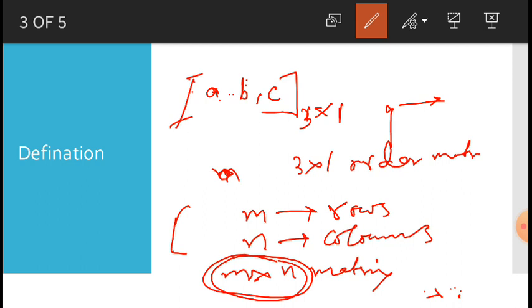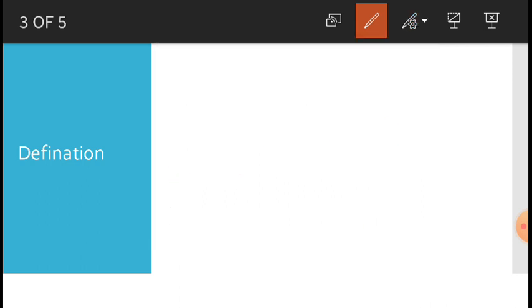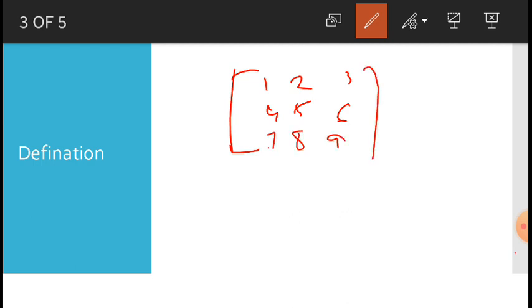Now one thing that you also need to remember here is the position of an element of a matrix. Here a matrix is given to you: 1 2 3, 4 5 6, 7 8 9. Now if we ask what the position of 6 is, 6 is in row number 2 and column number 3. This is row number 2, and these are columns 1, 2 and 3, so it is in column 3.